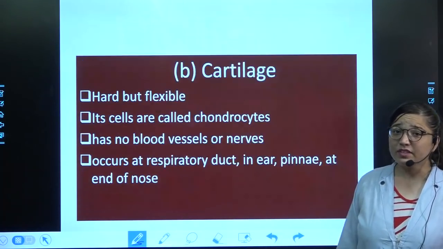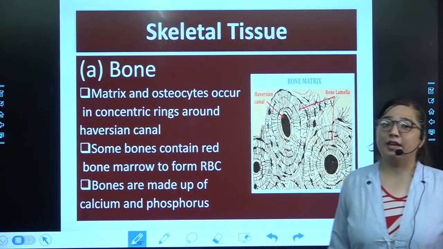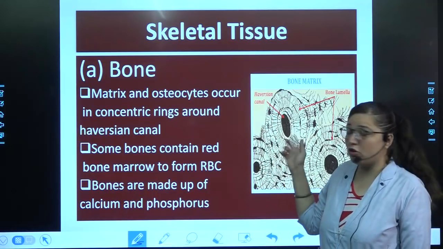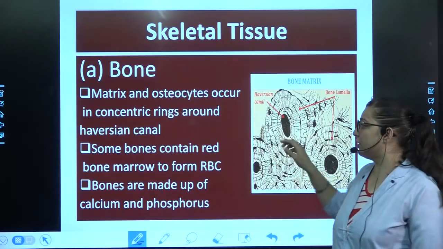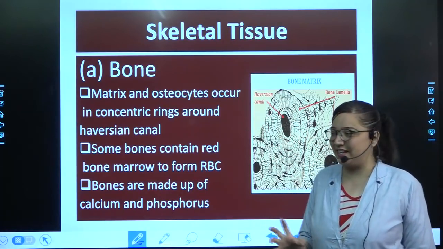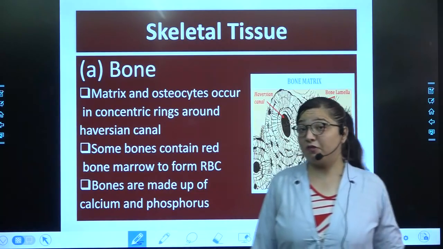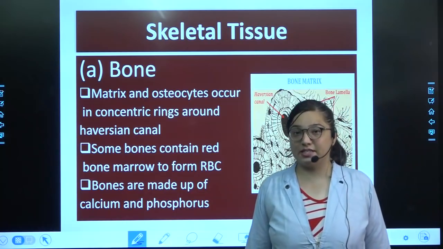Then the next part about the bone is its matrix and osteocytes. They are arranged in the form of concentric rings around the Haversian canal over here. And some bones contain red bone marrow. What is the function of red bone marrow? To help in the formation of red blood cells.